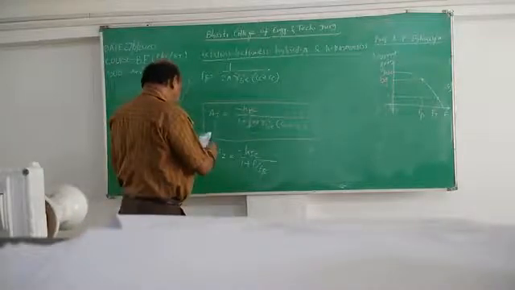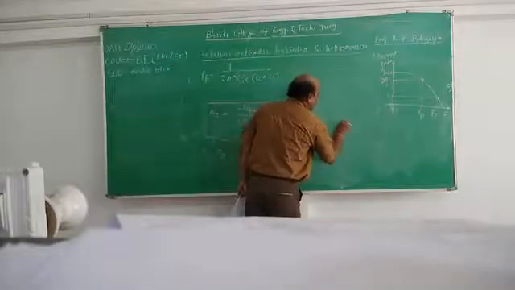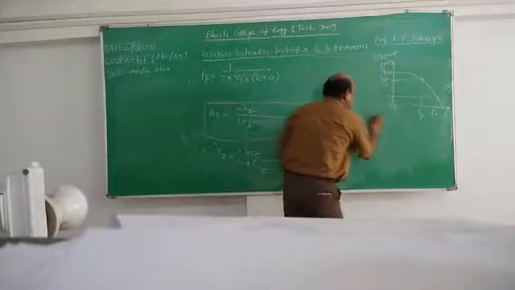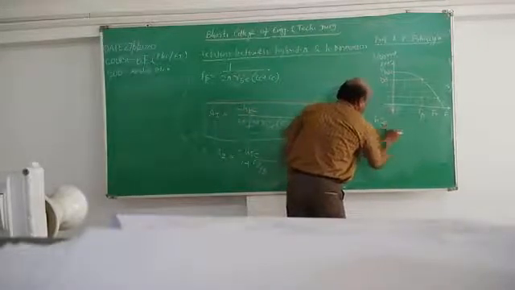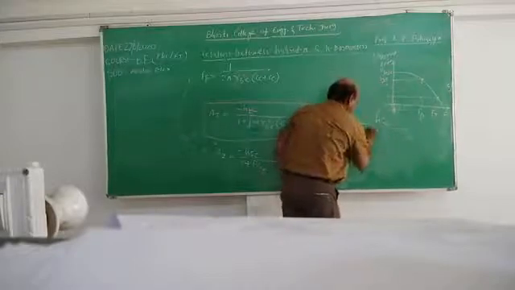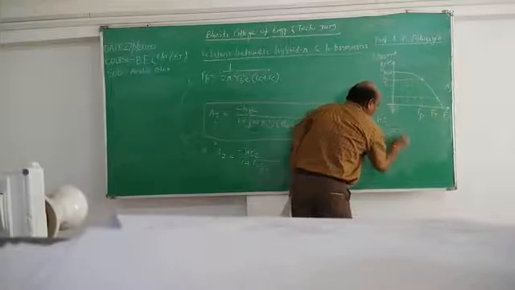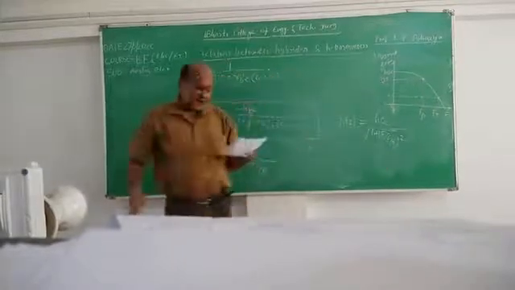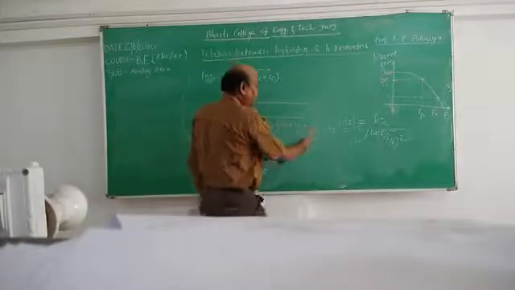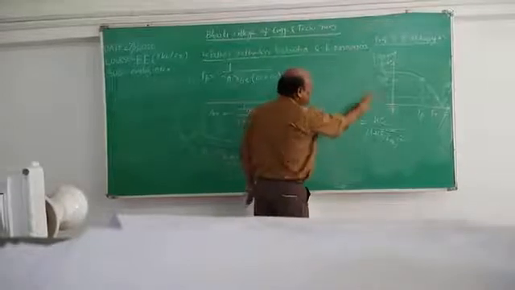Therefore, the magnitude of AI can be written as HFE upon square root of 1 plus F by F beta whole square. Like this. This can be written as this value. Therefore, this is the magnitude of current gain, short circuit current gain, AI in terms of F beta.